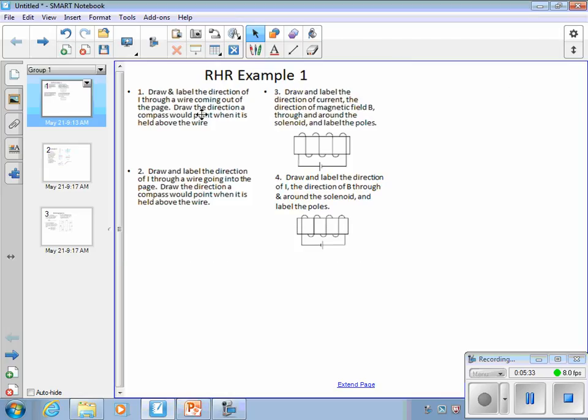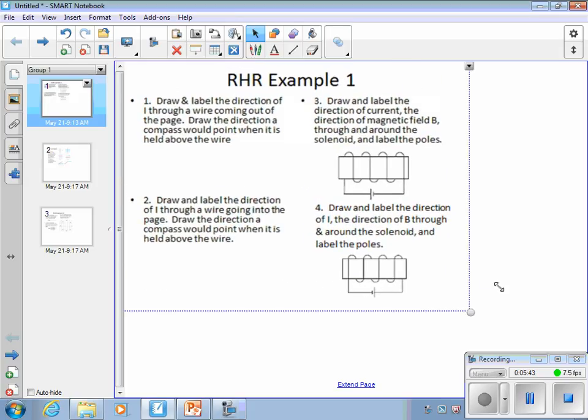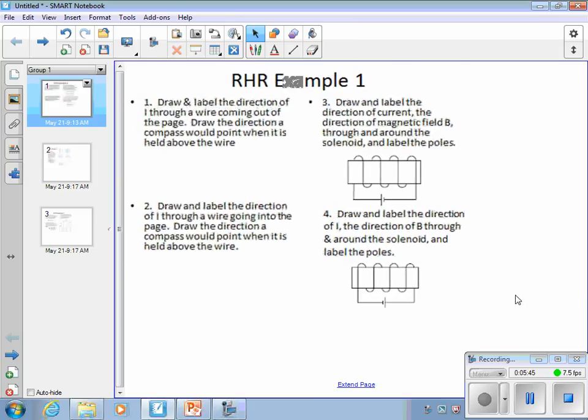Draw and label the direction of I through a wire coming out of the page. Let's make this a tad larger. If I want to draw a wire coming out of the page, what symbol do I use to show that? The dot. Yes, indeed.